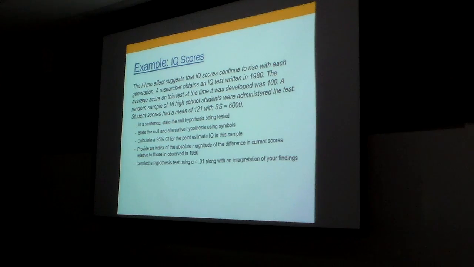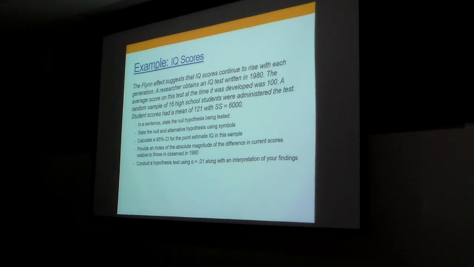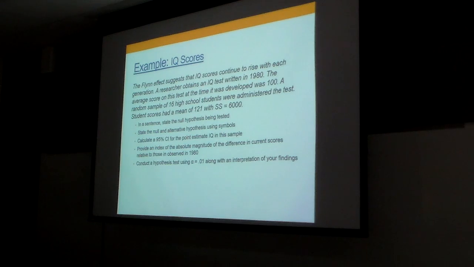Okay, so what I'm going to do is, I've got n equals 16, the mean score is, oh yikes, 121. That's impressive. And the sum of squares equals 1,600. Okay. What is 6,000? Yikes, what do I do with that sum of squares?